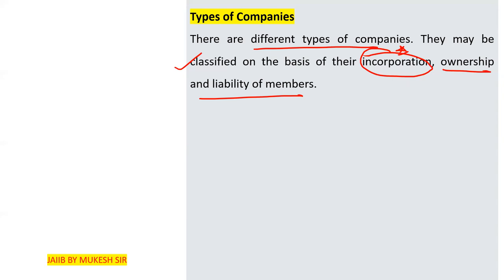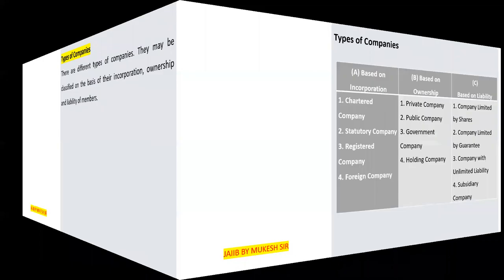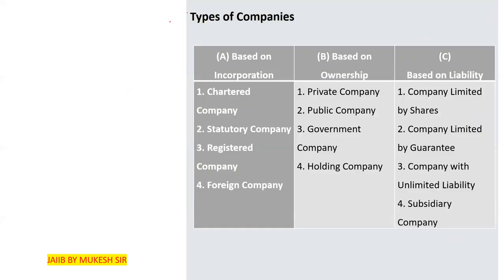Now let's discuss all these points one by one. Types of companies: first, based on incorporation; second, based on ownership; third, based on liability. Based on incorporation, we have chartered company, statutory company, registered company, and foreign company.